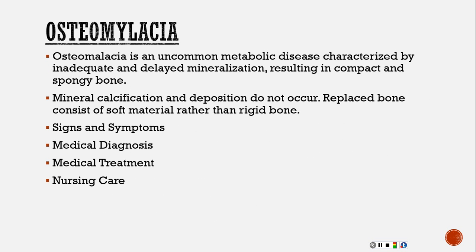All right, so now we've got osteomalacia. Osteomalacia is an uncommon metabolic disease characterized by inadequate and delayed mineralization that results in compact and spongy bone. Basically, the bone kind of turns to mush a little bit. It's just not as strong and dense as it should be. Mineral calcification and deposits just don't occur. The calcium deposits aren't there, and the bone regrowth does not occur like it should. The replaced bone consists of soft material rather than rigid bone.